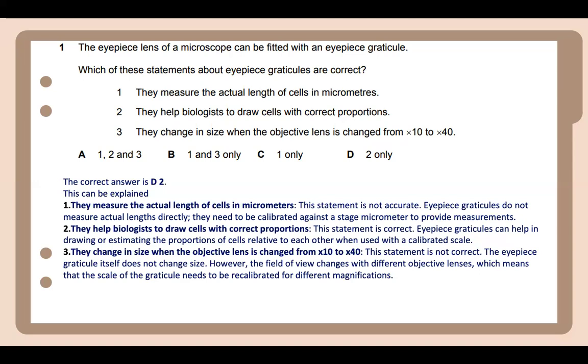Meanwhile, statements 1 and 3 are not accurate. For statement 1, the eyepiece graticule does not measure actual length directly. It needs to be calibrated against a stage micrometer to provide measurement. Statement 3 is not correct because the eyepiece graticule itself does not change size. However, the field of view changes with different objective lenses, which means that the scale of a graticule needs to be recalibrated for different magnification.